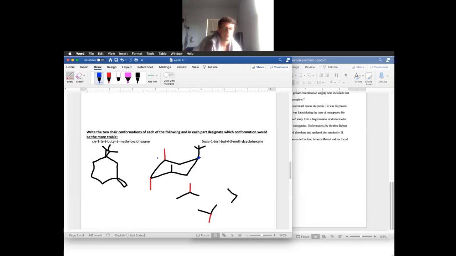An equatorial is diagonal, so any group that's in a diagonal position is equatorial. So in this case, it would look like this on that carbon. And if axial is down, equatorial is up. So it goes back and forth between one carbon and another. Axial on this carbon is up, axial on this carbon is down, next one is up, next one is down. All right.